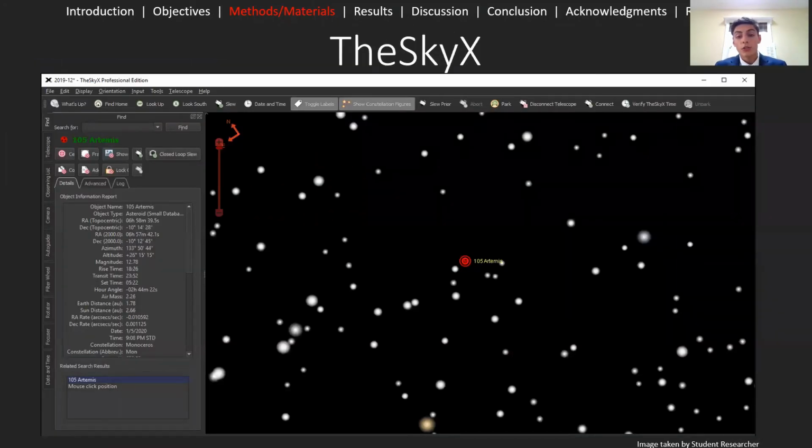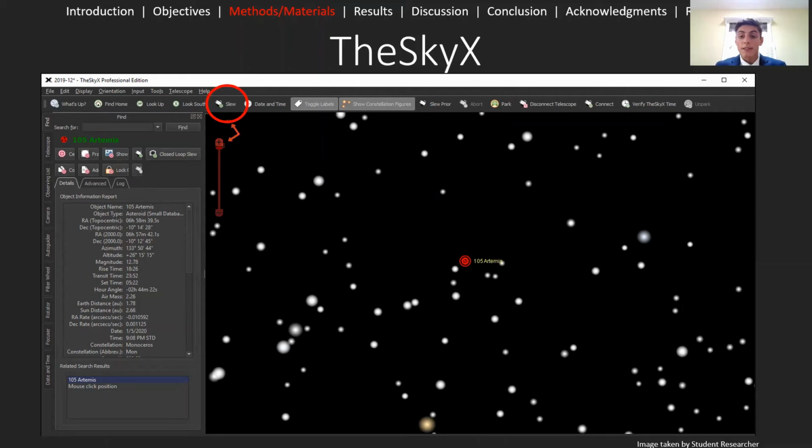The program that I use to control the telescope is called the SkyX, and the SkyX is a very simple program that uses a multitude of star catalogs to locate objects in the night sky. Here I was locating asteroid 105 Artemis, seen there in the center of the slide, and once I locked onto it, I simply hit Slew, and then the asteroid is tracked throughout the night sky.